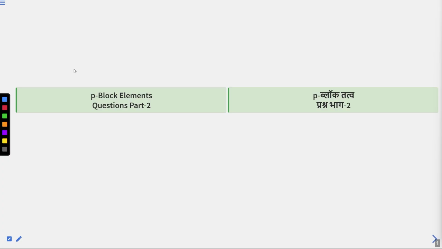Hello everyone. Today we are going to see some practice questions from the chapter P block elements, and this is part 2. Let's start.